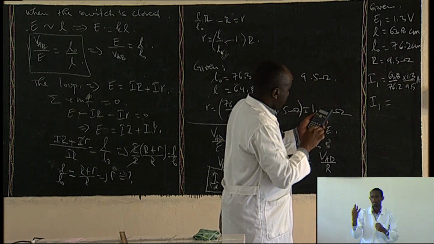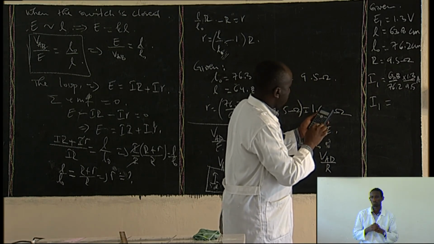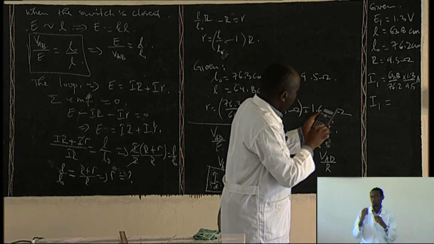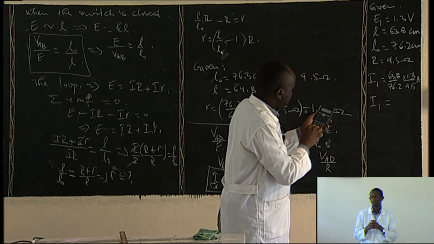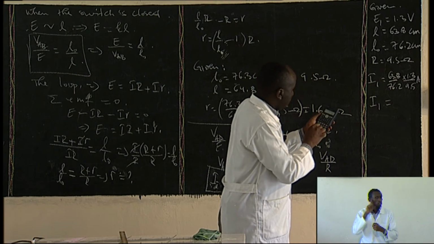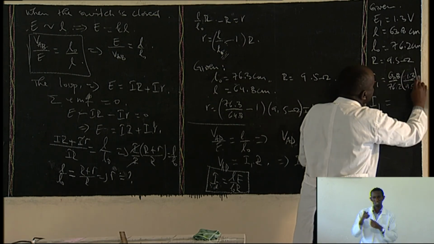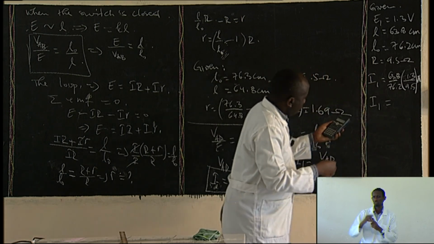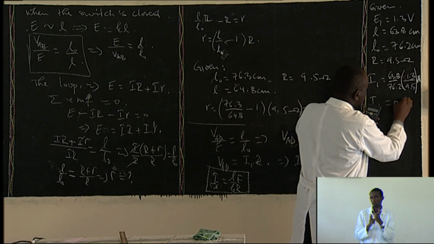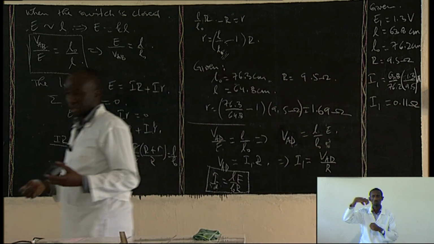So I have 63.8 over 76.2, and this is still times 1.3, and then divided by 9.5. I think that you are using your calculator, right? So this is all over 9.5, the answer in ampere. If we do that and calculate, it comes to 0.11. So this is the answer.